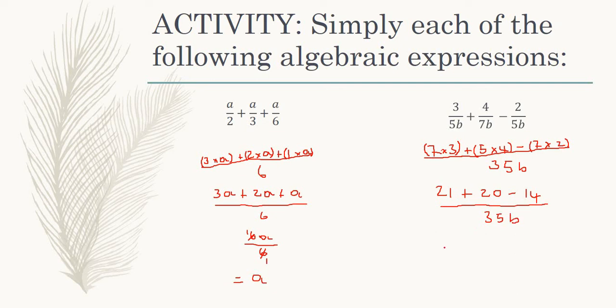At this stage, what are we going to do? Just basically combine the numerator to give us one term. So 20 minus 14, that's going to leave us with a positive 6. And positive 6 plus 21, that's going to give us positive 27. So our final answer is going to be 27 all over 35b. And we're finished for that.